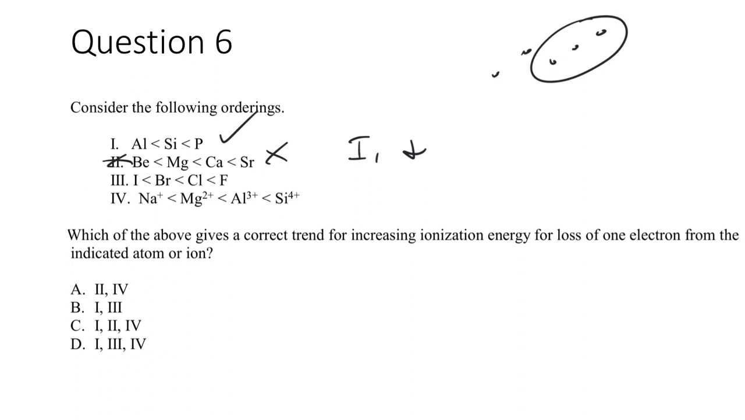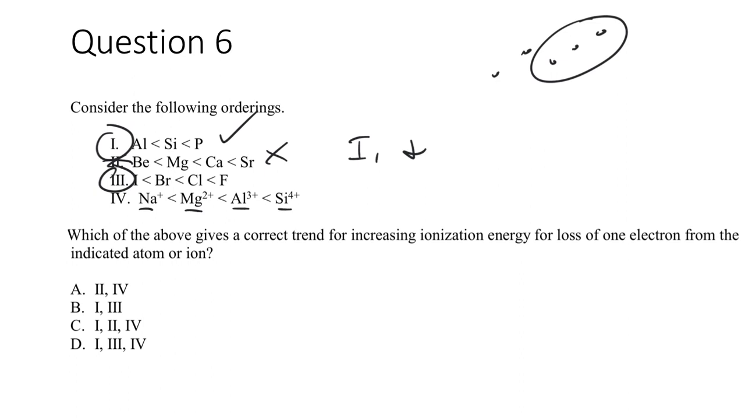If ionization energy decreases from top to bottom, then iodine would be lower than bromine, lower than chlorine. So this would be the general trend for ionization energy for trend 3. And then what about the removal of an electron from sodium plus, magnesium 2 plus, aluminum 3 plus, silicon 4 plus?